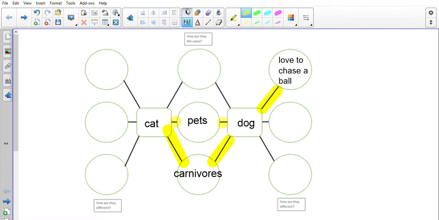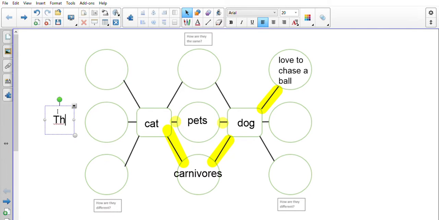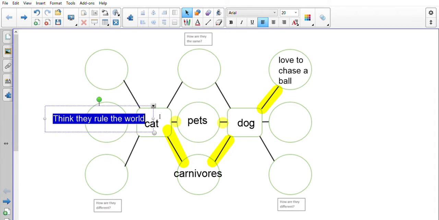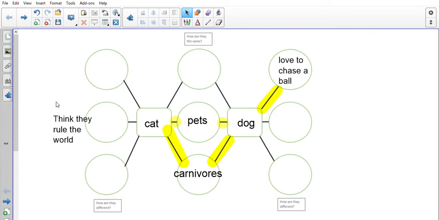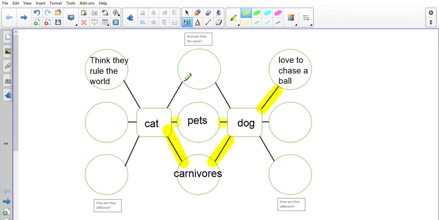And then if I think of something specific for cats, for example, they think they rule the world. Because they do. Everyone knows that about cats. They have a very high opinion of themselves and believe that they are entitled to everything, which is a little bit away from what dogs are like. Dogs don't really think like that. So that's how I would use a double bubble to organize my thoughts.